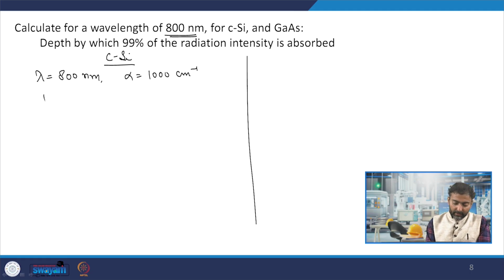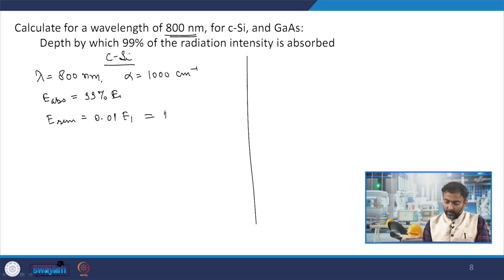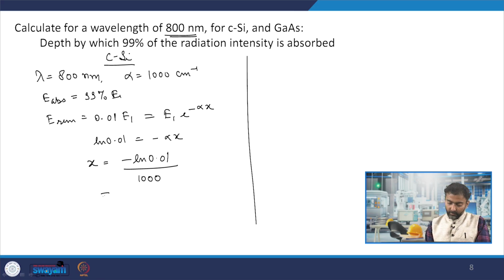Again, we are saying that your E absorbed has to be 99%, therefore your E remaining will be only 0.01 fraction, 1% of E1, and this will be equal to E1 e to the power minus alpha x. We can say ln 0.01 equals minus alpha x. So, x here would be minus ln 0.01 divided by alpha, which is now only 1000, and therefore you get the answer as around 46 micrometer.